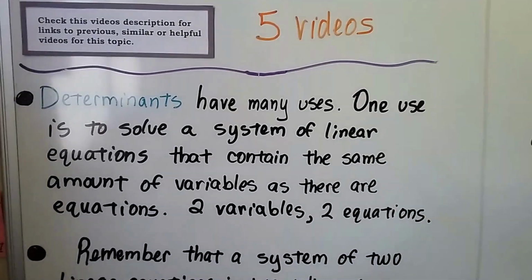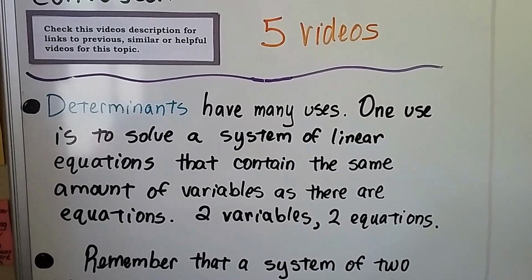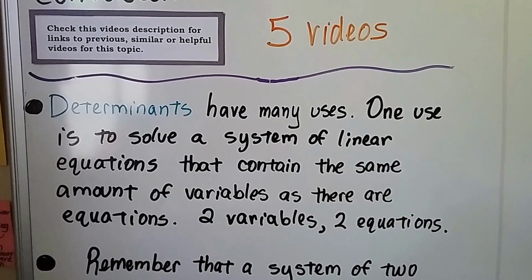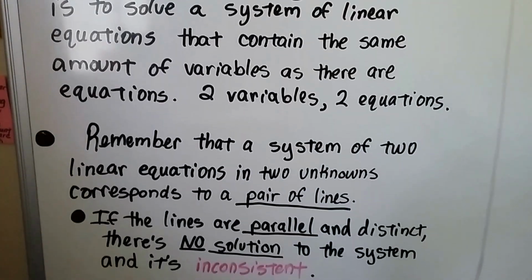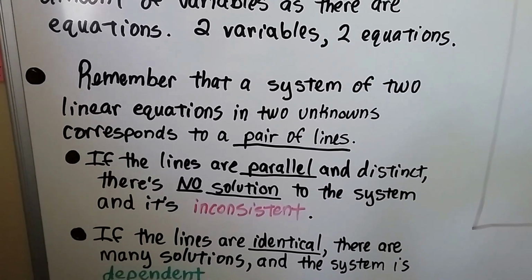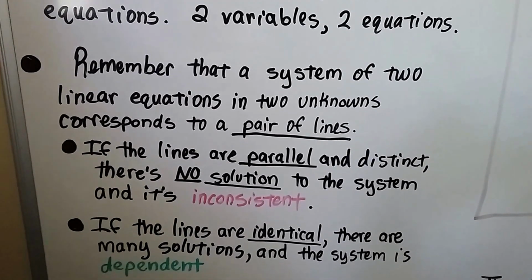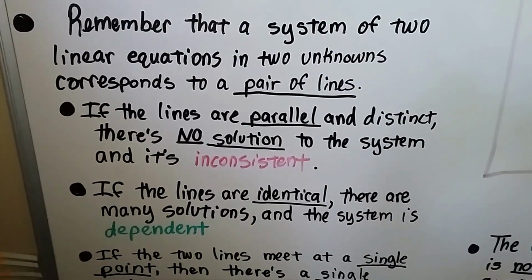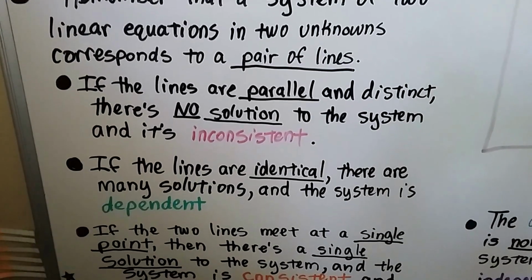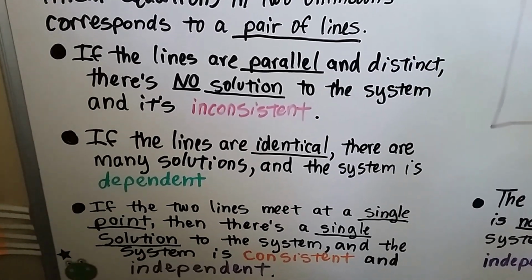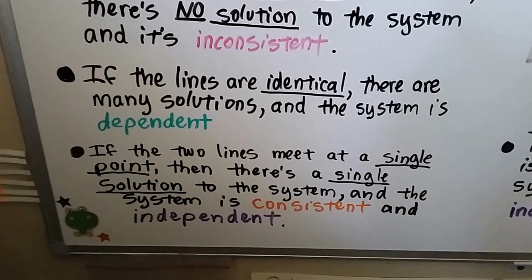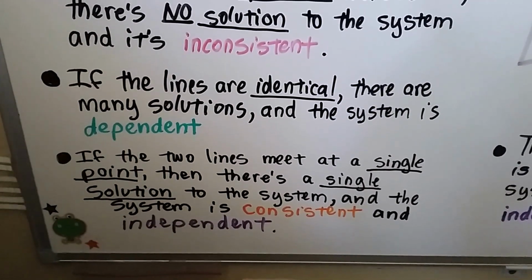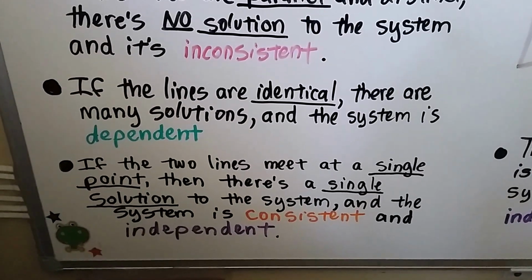So determinants have many uses, and one is to solve a system of linear equations that contain the same amount of variables as there are equations. So there's 2 variables, there's 2 equations. And remember that a system of 2 linear equations in 2 unknowns will correspond to a pair of lines. If the lines are parallel and distinct, there's no solution to the system, and it's inconsistent. If the lines are identical, there's many solutions, and the system is dependent. And if the 2 lines cross at a single point, then there's a single solution to the system, and the system is consistent and independent.